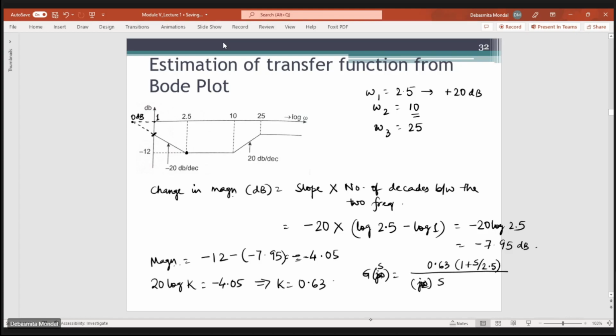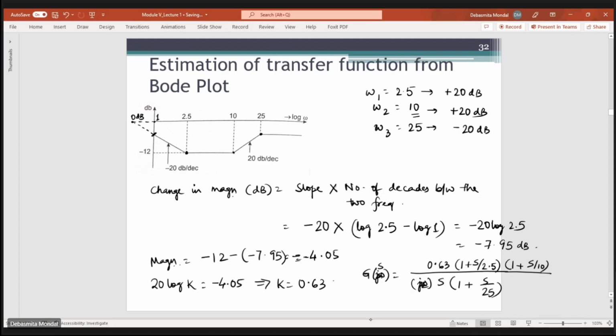Then at omega equals 10, you have another plus 20 dB per decade contribution. It was 0 till this point and then another plus 20 dB per decade, so there is another zero at omega equals 10. That will contribute as 1 plus s by 10, right? And at omega equals 25, the slope is again minus 20 dB per decade. Minus 20 dB per decade comes from a pole, so the pole is located at 25, giving 1 plus s by 25.